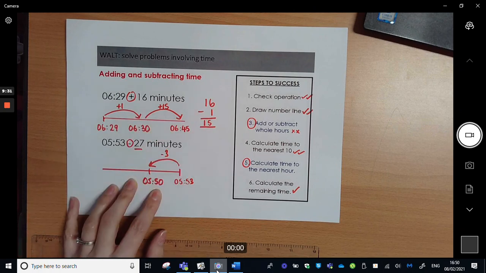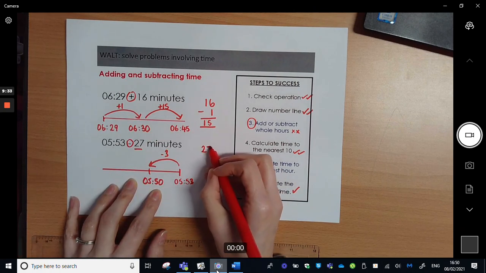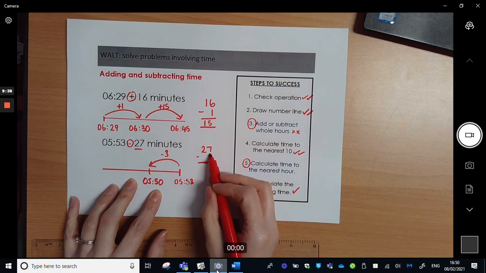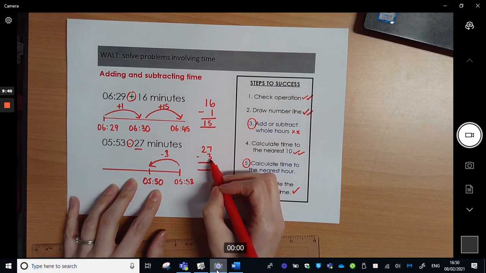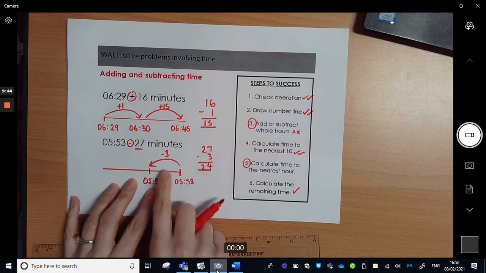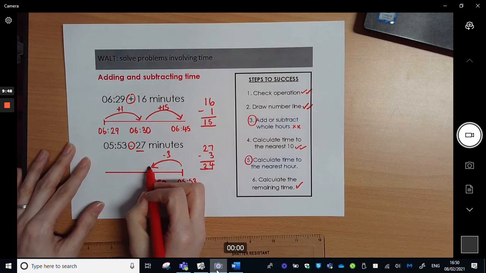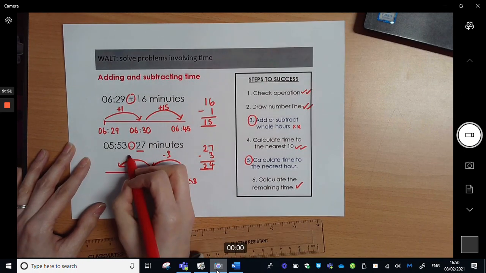So think what we did here. I need to do 27 take away 3 to find the remaining time. 7 take away 3, it's 4. 2 take away nothing is 2. So I need to take away another 24 minutes to make sure I've subtracted 27. So I'm going to do minus 24.